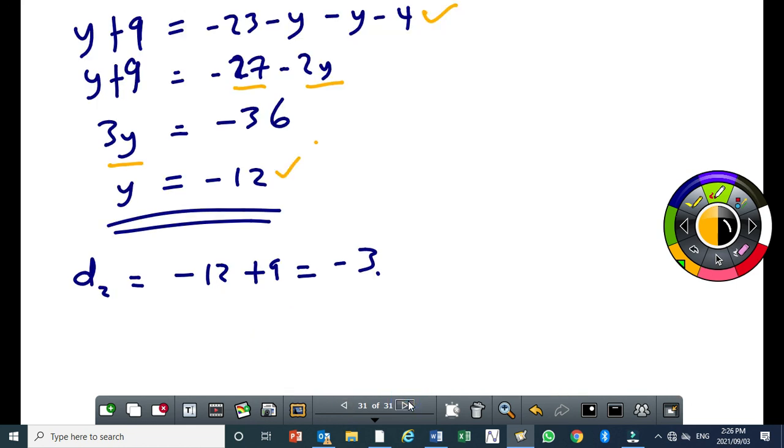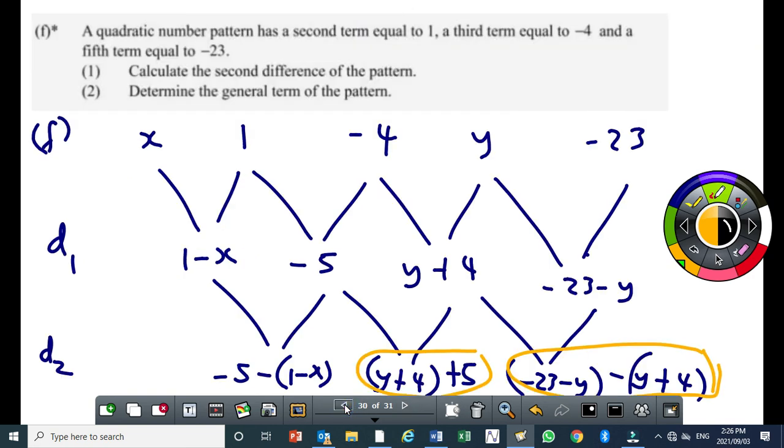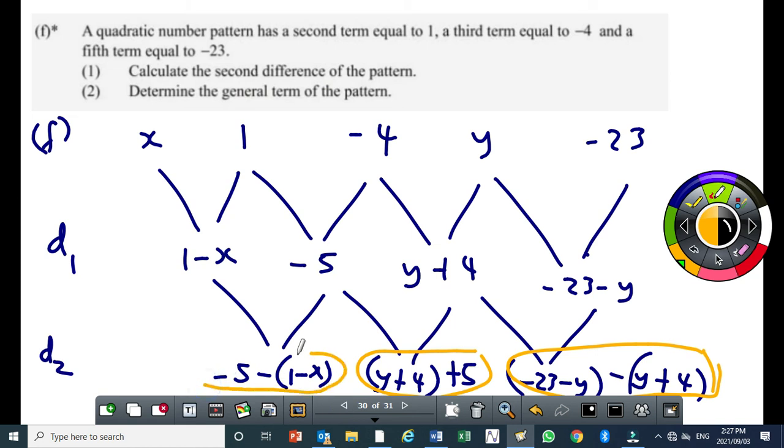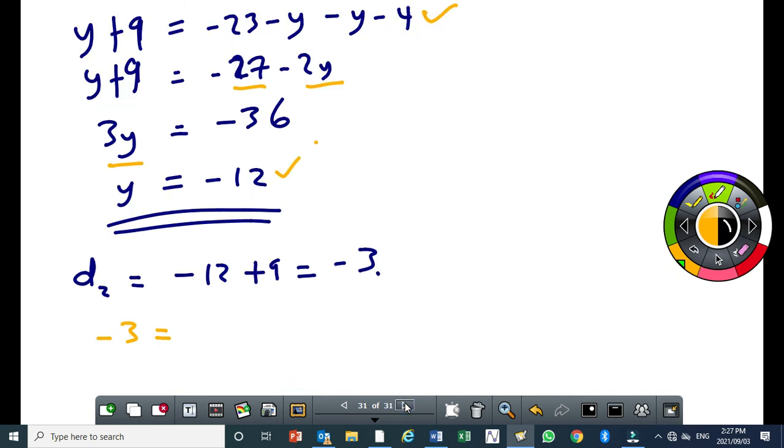Then, since we now know the second difference, we can carry on. Determine the general term. Now, the problem is we need to get this x. To get x, it's very easy. We know that our second difference is minus 3. So I'll say minus 3 is equal to this. The second differences are the same. So this will be minus 6 plus x. So x is going to be 3.